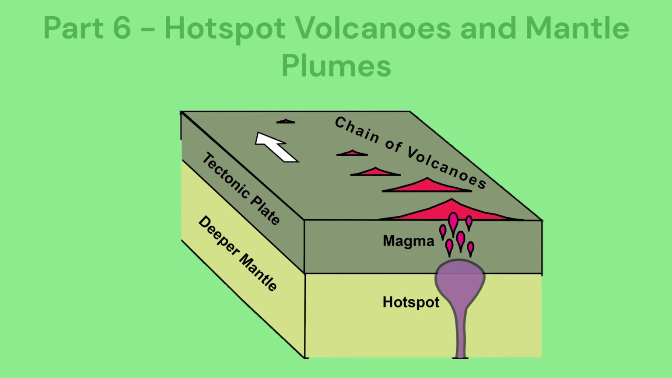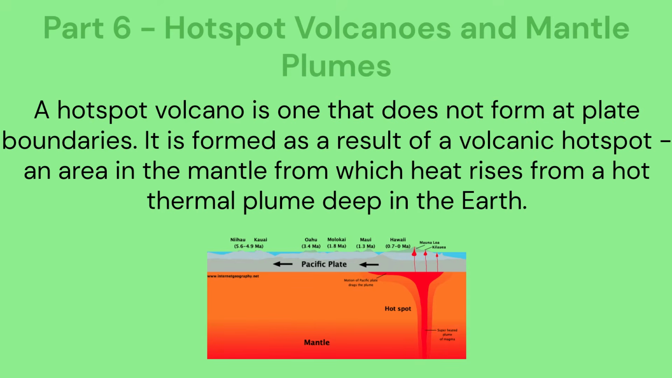Part 6. Hotspot volcanoes and mantle plumes. In this part we'll quickly cover the topic of hotspot volcanism and mantle plumes. A hotspot volcano is one that does not form at plate boundaries. It is formed as a result of a volcanic hotspot, an area in the mantle from which heat rises from a hot thermal plume deep in the Earth.